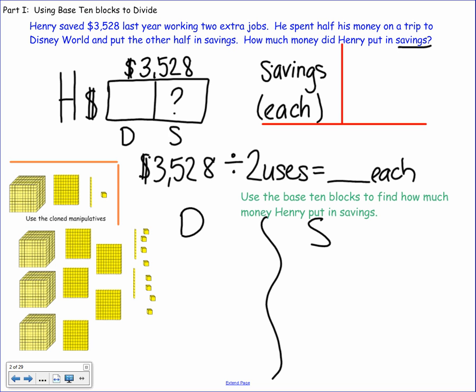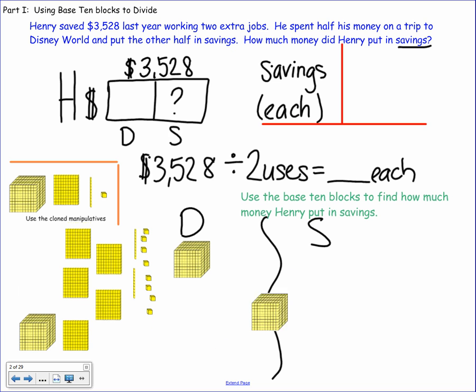Okay. And so we talked about what we would do next. So they told me that they would split the unit bars into the 2 groups. So we start with our largest place value. In this case, that would be the thousands place. So I would take 1,000 and put it in the Disneyland and 1 in the savings. Well, then I have another 1,000. I can't split that 1,000 block on the board in between the 2 groups. So I would have to trade it in.